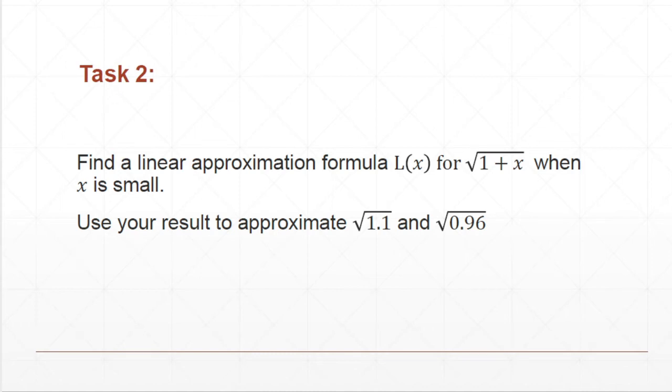This is task 2, and here we have to find out the linear approximation formula L(x) for the function given to us, which is root of 1 plus x when x is small, and then we have to use the result to approximate the root of 1.1 and 0.96. So let us first write down the function.